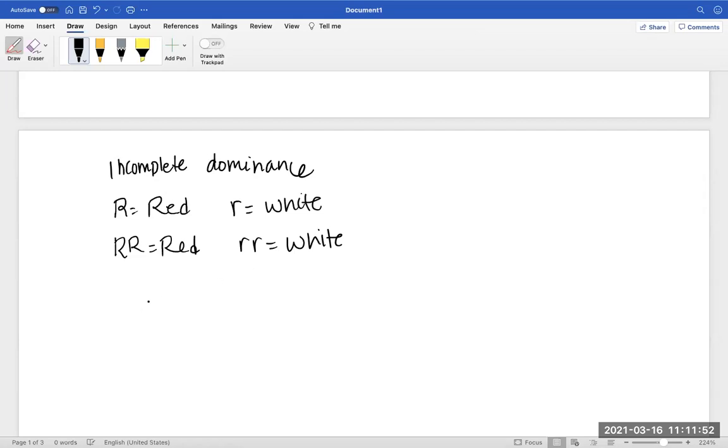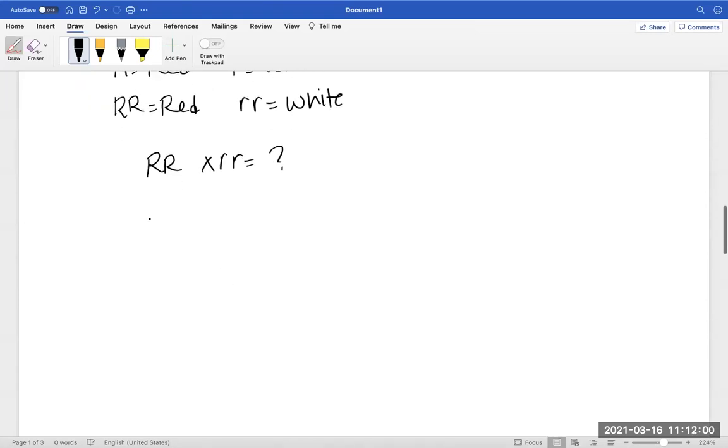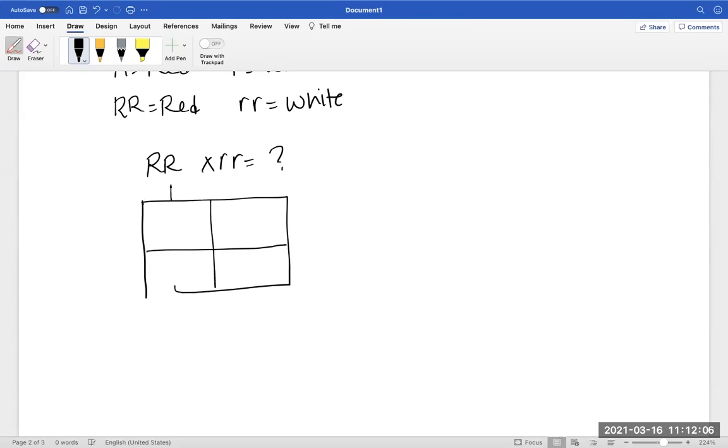And then you do a cross. You do a cross with big R and little r. So let's look at the genotypes and phenotypes for that. So you do the cross. If you have big R here, that means that's the red one. Little r here, that's white. You do the cross, you get heterozygous.